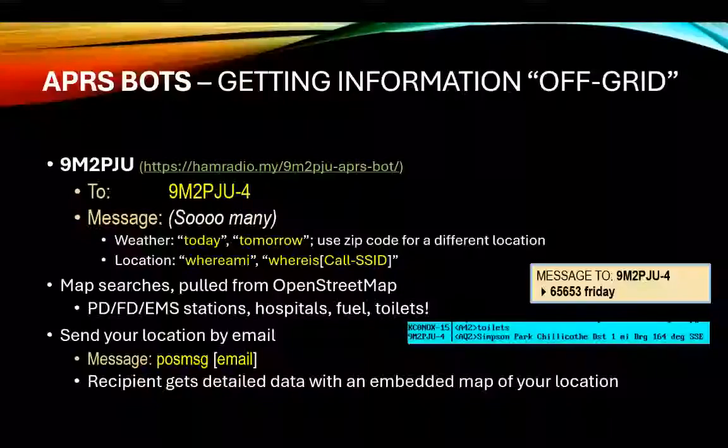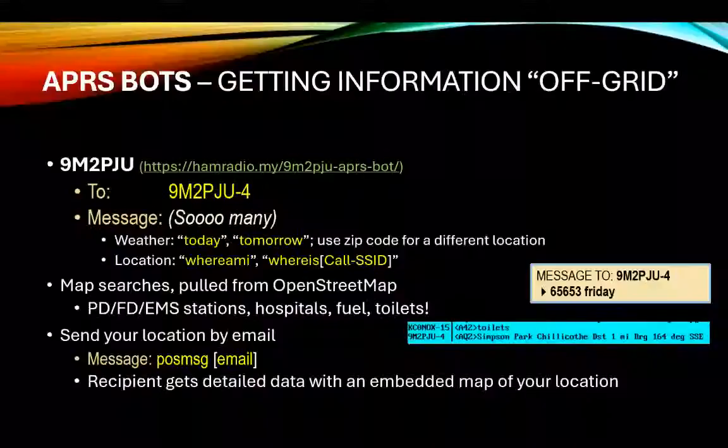Or you can do similar to the find feature from NA7Q. You can do where is, and using the call sign and SSID and find another station. It'll also do map searches pulled from OpenStreetMap. You can find police, fire, and ambulance stations, hospital fuels, and surprisingly even toilets. Now, public toilets are much more common in Europe, I believe, than they are in the United States. So I was a little curious about this and ran it, and sure enough, it returned the public toilets that do exist in Simpson Park just south of my house.